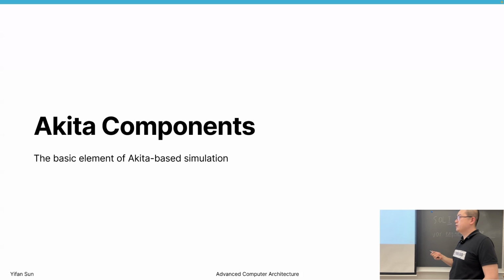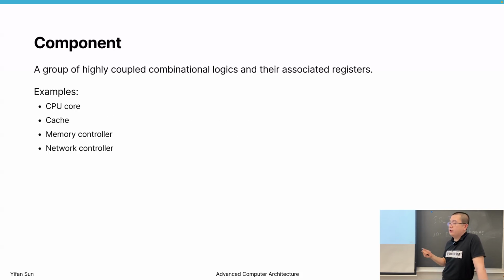So we're now moving to Akita components, which is another important part. So what is Akita components? It's a basic element of Akita-based simulation. So what is a component? You can consider each combinational logic and its associated register as a component. But since we're going towards architecture level, we do not really think at the individual register and combinational logic level. We consider components as a larger element, like a CPU core, a GPU core, a cache, memory controller, network controller.